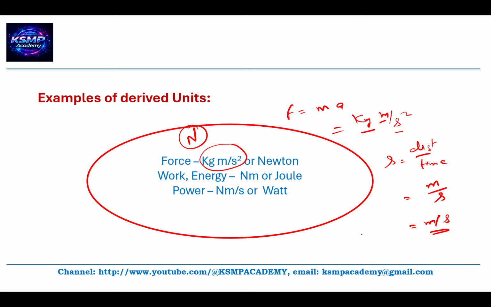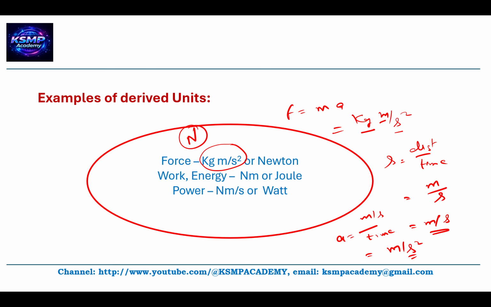Similarly, for another example, acceleration, as we have seen. So acceleration is what? Change in velocity per unit time. So per unit time and change in velocity. The unit of velocity is meter per second, so this is giving us meter per second square. So for acceleration, the unit is meter per second square. So it is again a derived unit.